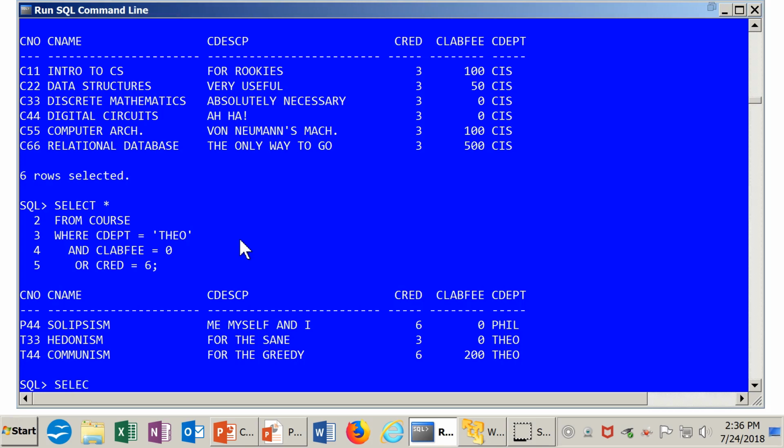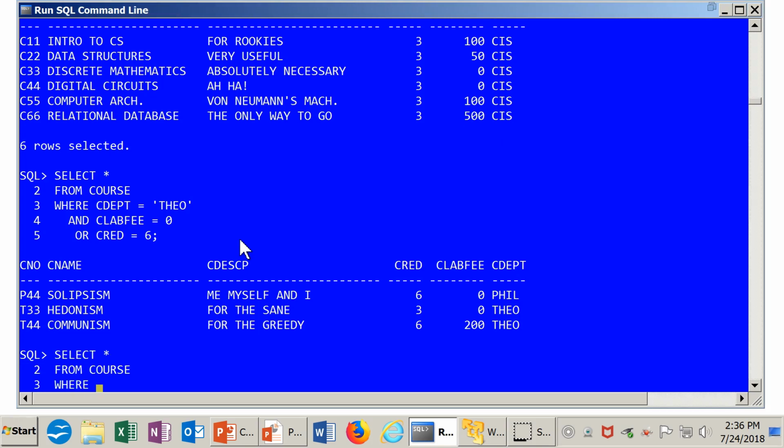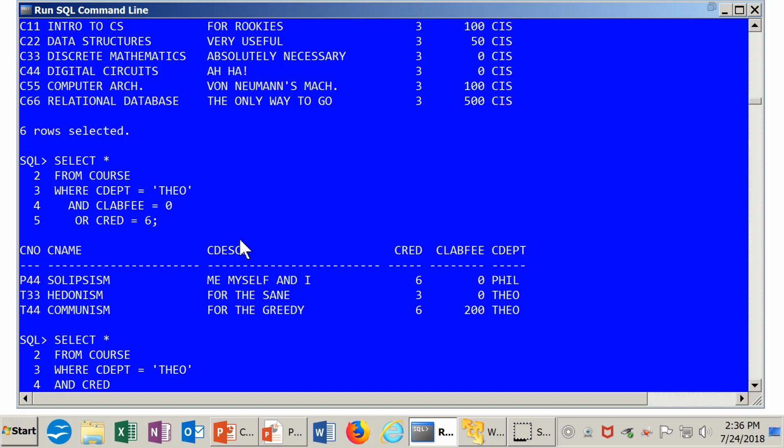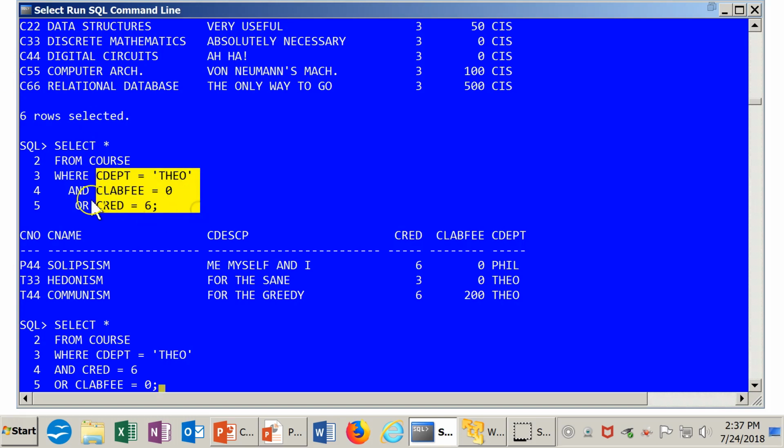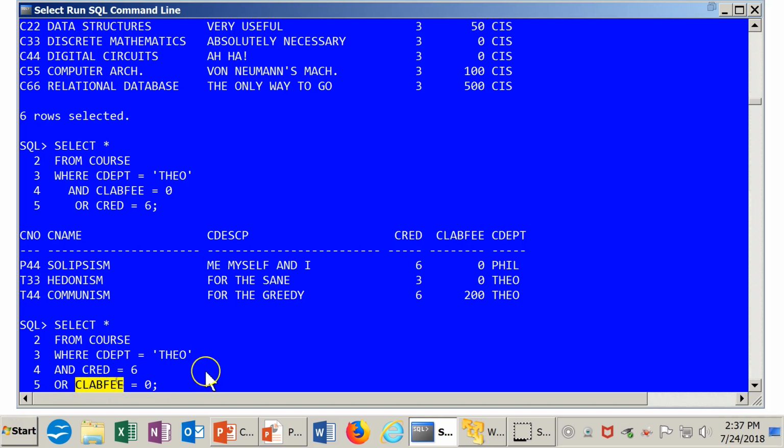So let's take a look at this one. We've got the department equal to theology, and we've got credit equal to 6, or we've got lab fee equal to 0. Now notice it's the same three simple conditions that we had previously, but we had combined department and lab fee with and, then had or as the independent condition introducing credit. Here we're saying department and credit are combined with and, and or is introducing the independent condition of lab fee. So we've changed the order and changed the way they're grouped. Let's see what we get for the result.